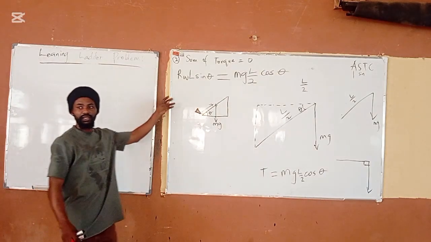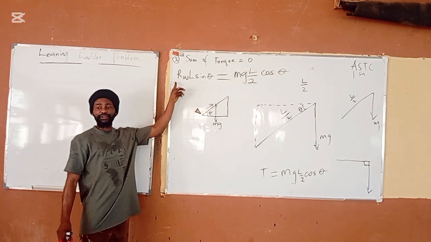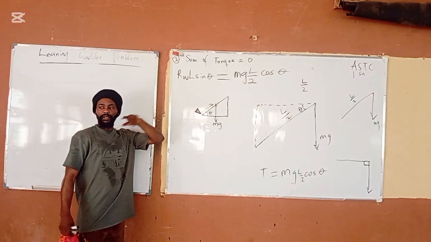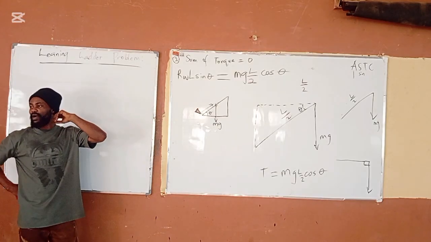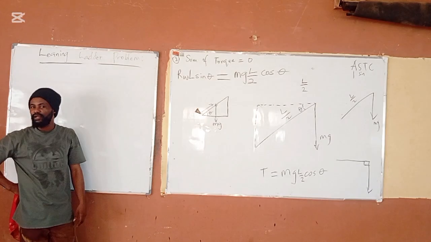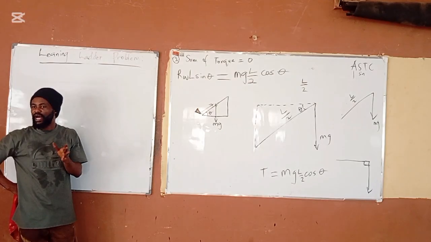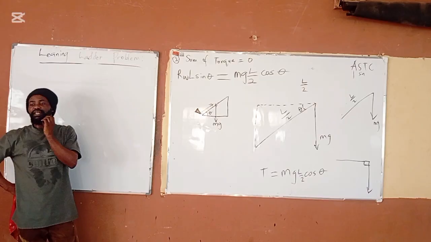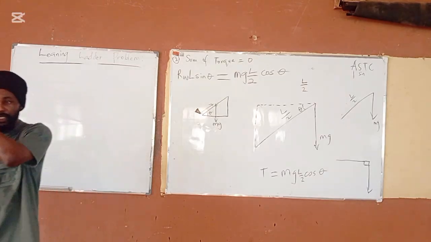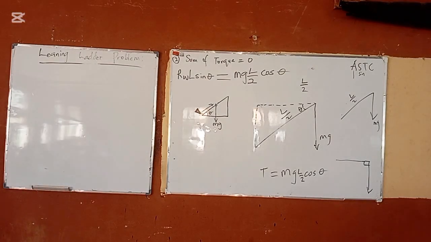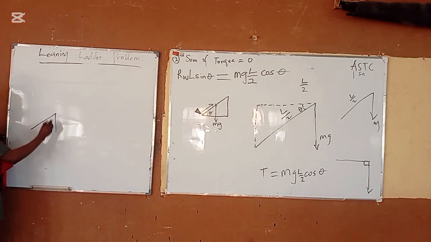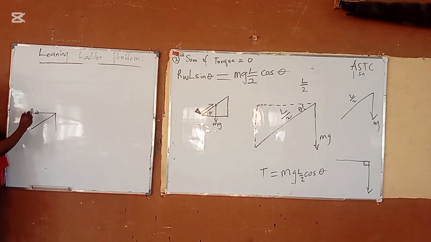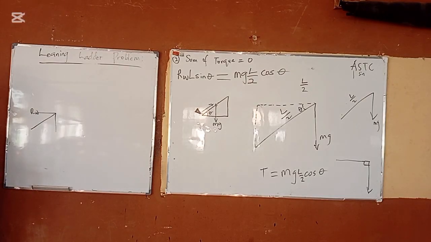Did you start with us? Yes. Okay, how I got RWL sine theta? Who else wants to know how I got RWL sine theta? If up till now you don't know, see what I want you to say. RW, see. This is our RW. Is it vertical or horizontal? Horizontal.